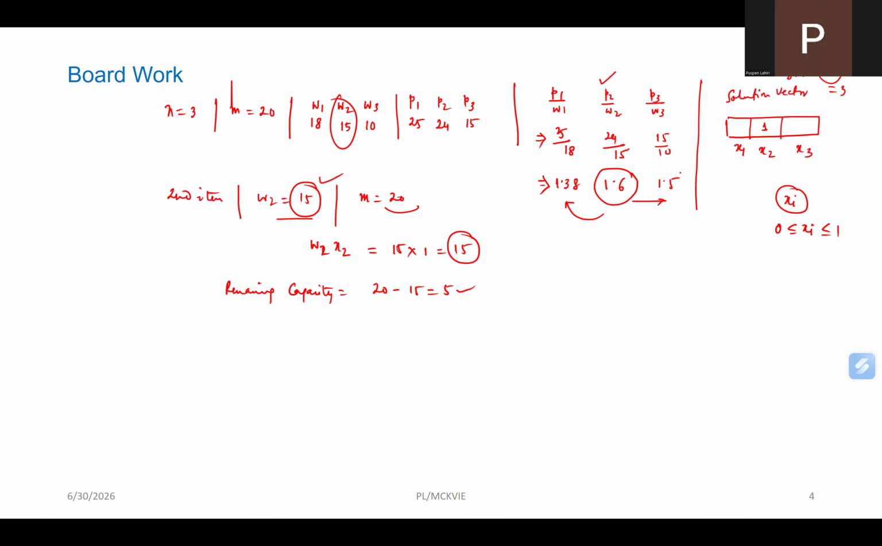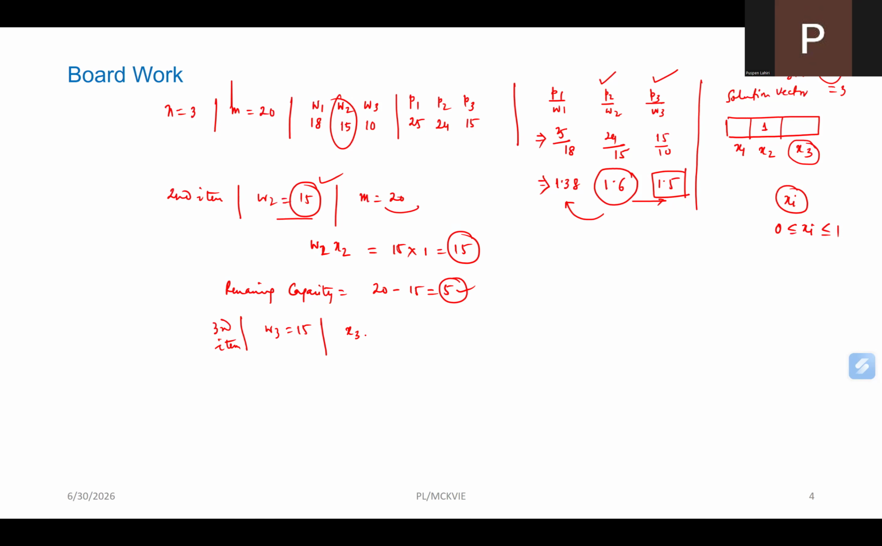Now, which one is the next highest ratio among these two? It is 1.5, so it is the third item. So now we have to pick up the third item. But unfortunately, I am not able to pick up the full weight of the third item, because the weight of the third item is 15 but the remaining capacity is 5. So we are not supposed to take the full weight of the third item. I have to take a fraction of the third item. That is the deciding factor for how much I can utilize the third item, and it is indicated by the value of x3.